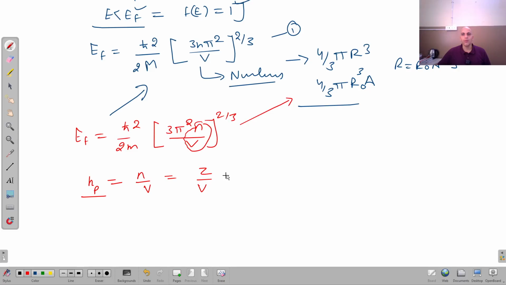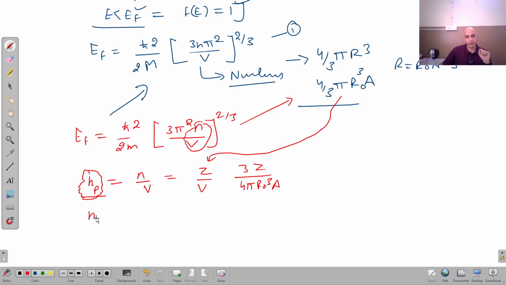If I put the value of V, it will become 3Z upon 4 pi r naught cube A. This is the concentration, or density, of the free protons. Similarly, I can calculate the density of neutrons, Nn, which is the number of neutrons, A minus Z, upon V. Then putting the value of V, I get 3 times (A minus Z) divided by, again the same thing, 4 pi r naught cube A. This is the density of free neutrons inside the nucleus, I mean N upon V.